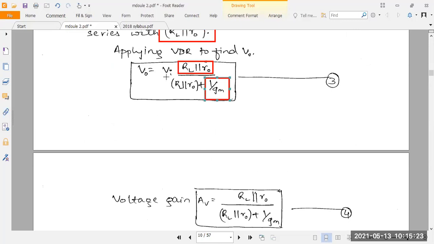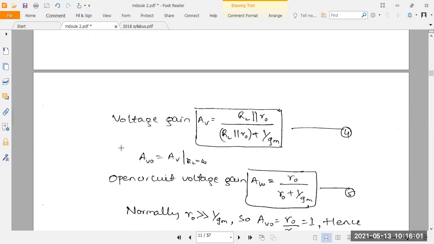Then this Vi, you take it to the left side here, and you'll get the voltage gain. Okay, from that, you'll get the AV equation. So AV is equal to what here? You have to arrange equation number 3 in the form of V0 by Vi. Vi, you take it to the left side here. So what will you get here? V0 by Vi. That indicates what here? AV. So AV is equal to RL parallel with R0 divided by RL parallel with R0 plus 1 by gm. That is equation number 4.